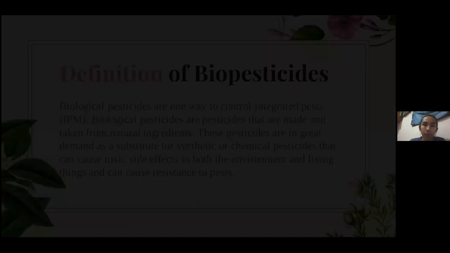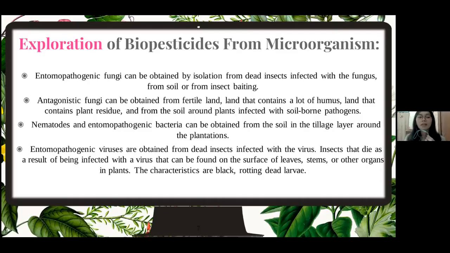And then exploration of biopesticide for microorganisms. The first one, entomopathogenic fungi can be obtained by isolation from dead insect infected with the fungus from soil or from insect bait. The second one, antagonistic fungi can be obtained from fertile land that contains a lot of humus, land that contains plant residue, and from the soil around plants infected with soil-borne pathogens. The third one, nematodes and entomopathogenic bacteria can be obtained from the soil in the tillage layer around the plantation.